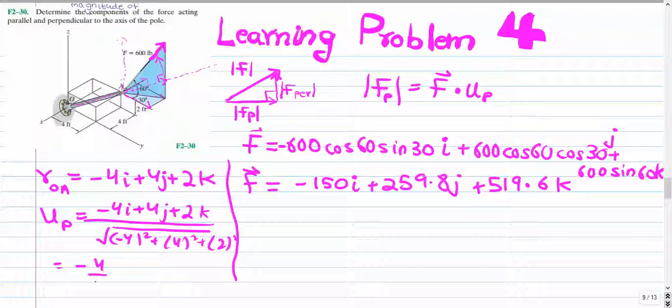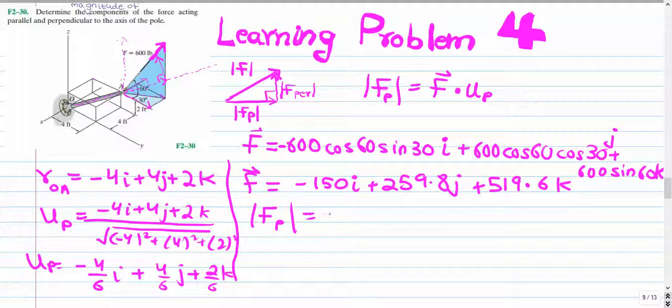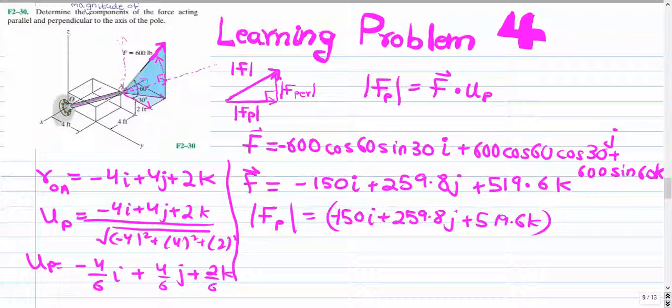And we get negative 4 by 6i plus 4 by 6j plus 2 by 6k. So now we have our unit vector in direction of the pole as well. So we can move on to find the magnitude of the component parallel to the axis of the pole, by taking the dot product of the force vector with the unit vector.